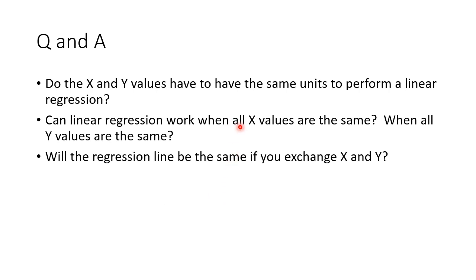Linear regressions, can they work when all the x values are the same? Or how about when all the y values are the same? So again, if you're looking at a linear regression and all the y values are the same in this case, or all the x values are the same, you can't really tell any variability there, because you need some variability in the x or the y in order to find some sort of relationship. So that does not actually work in those cases, okay? And finally, will the linear regression be the same if you exchange x for y? That would not be the case, right? So you need to make sure you're determining what your independent and your dependent variable are, because when you're doing a regression, you're trying to determine what you can predict about y based on changes in x, okay?